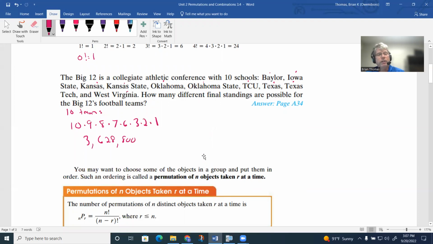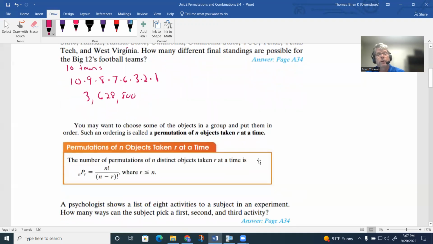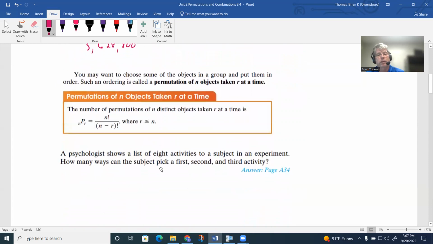So the catch is sometimes, though, with a permutation, you may want to choose some of the objects in the group and put them in order. Such an ordering is called a permutation of n objects taken r at a time. So in this case, we're not going all the way down to 1. This is considered taking n distinct objects and only picking r of them. So let's look at an example that would involve that.